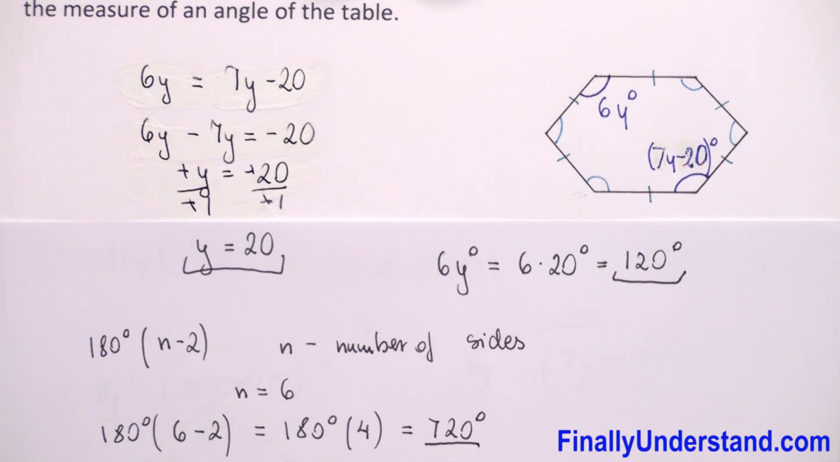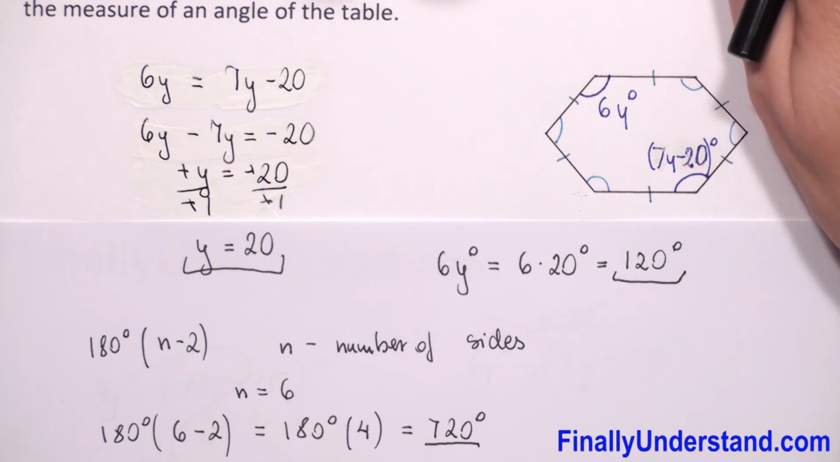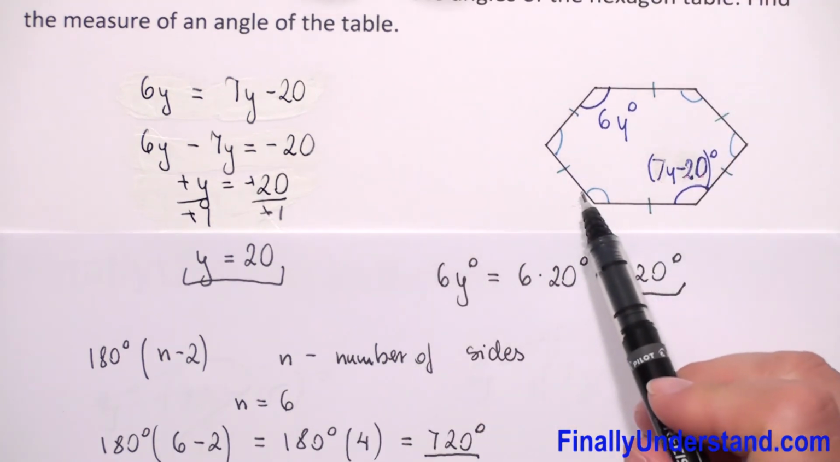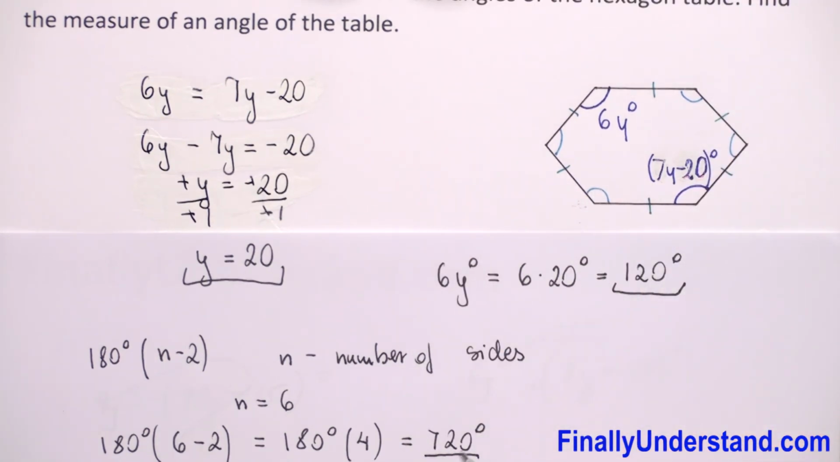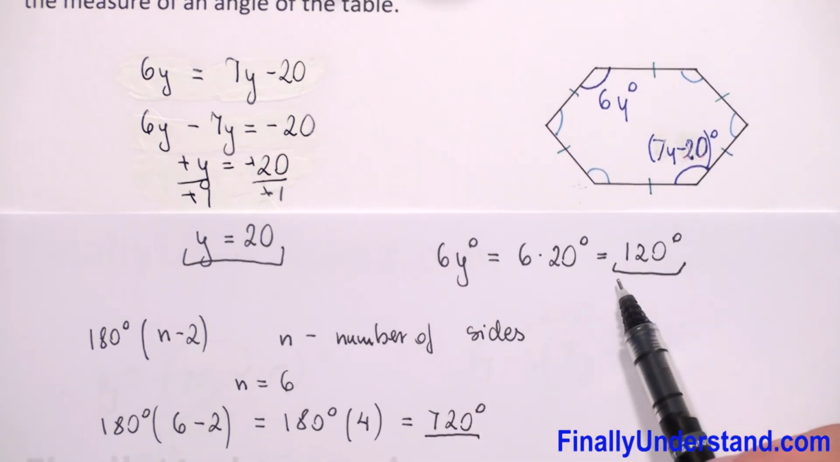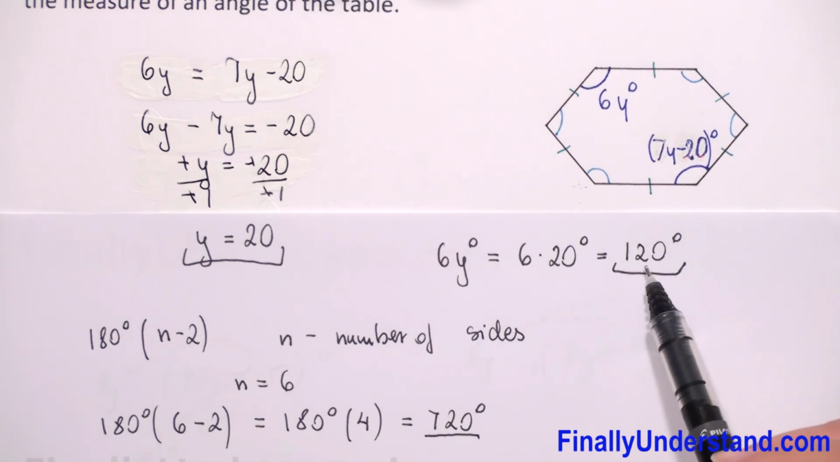We need in this example to find the measure of only one angle. So now we have to divide 720 by 6. When you divide 720 by 6, you have exactly 120 degrees. So we got the correct answer. This is my solution.